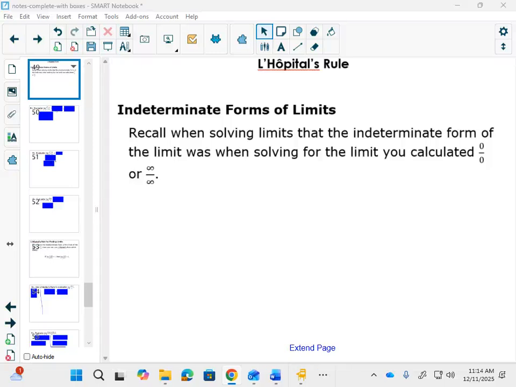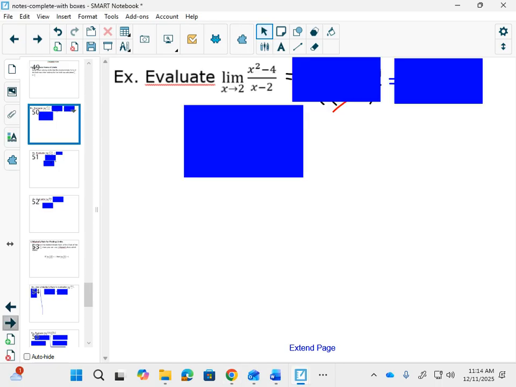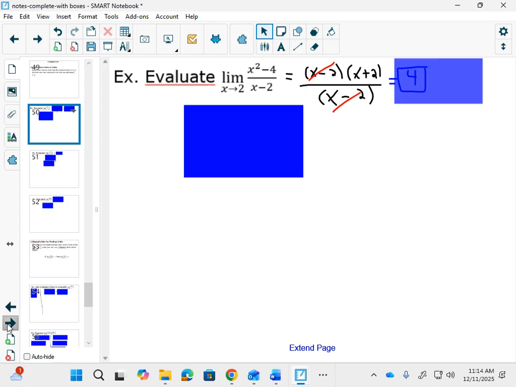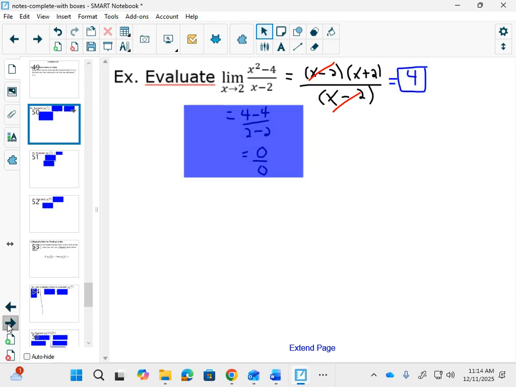And we saw yesterday that the indeterminate form of a limit was when it's either 0 over 0 or infinity over infinity. So when we look at this, this is one that we did early on. If you look at it and you plugged in 2, you would get 0 over 0. But this is one we could have done before because you could have factored it, and after it simplified, it became x plus 2. Okay?